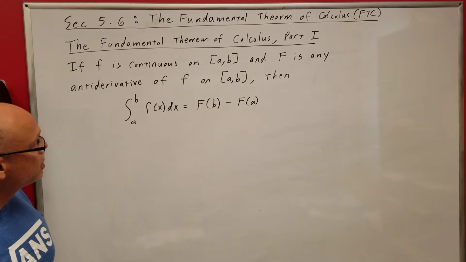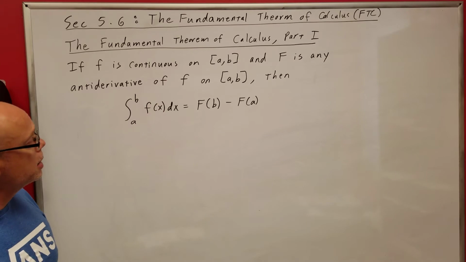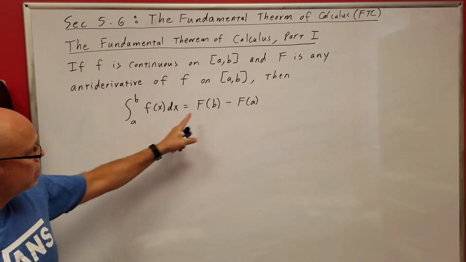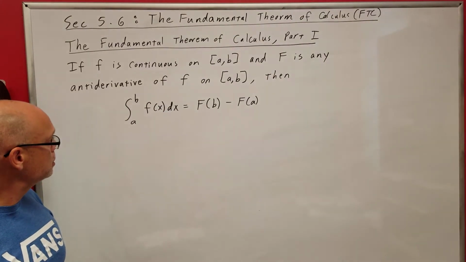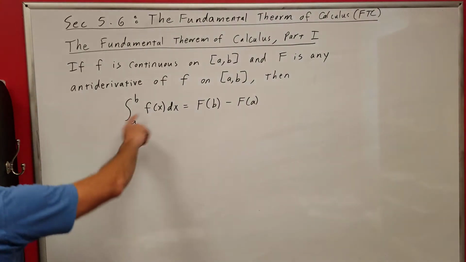If f is continuous on [a, b], and capital F is any antiderivative of lowercase f on [a, b], then we have this statement right here. Well, that's it. That's the fundamental theorem of calculus. Well, that's part one of it anyway. Okay, what does this mean now?